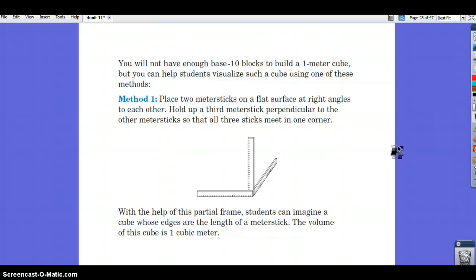Now, with the help of this frame, students, you can imagine a cube whose edges are the length of a meter stick. The volume of this cube would be 1 cubic meter, because that is the length of our stick.